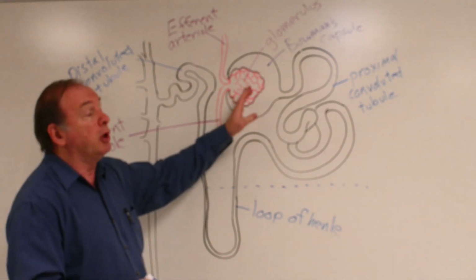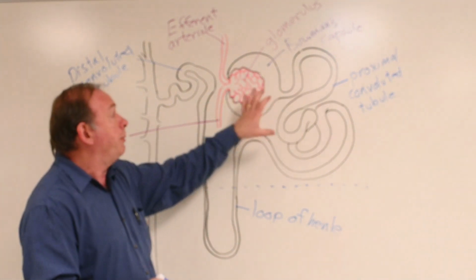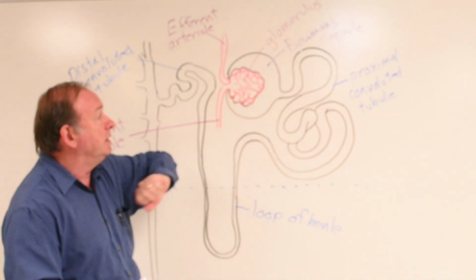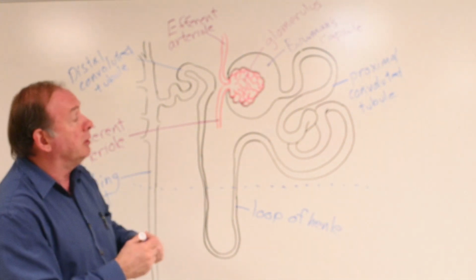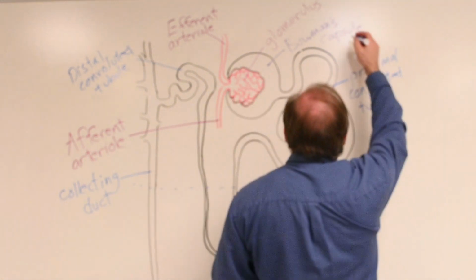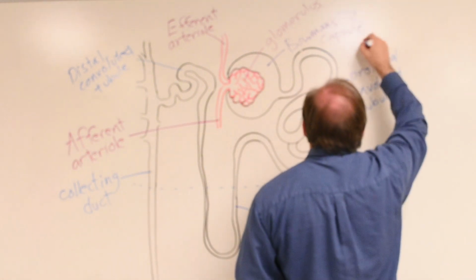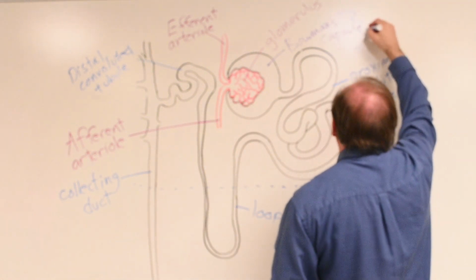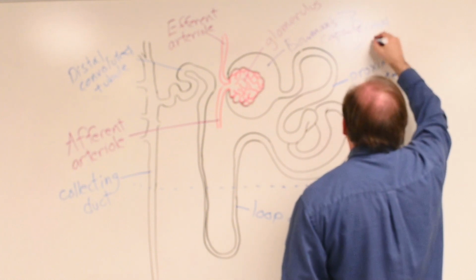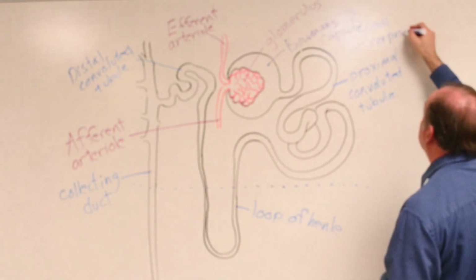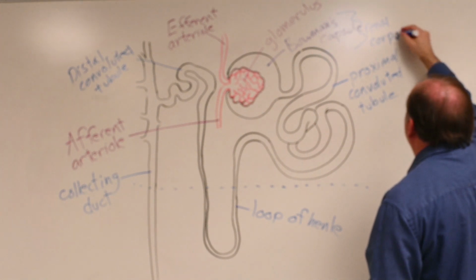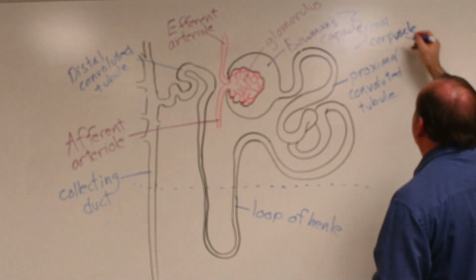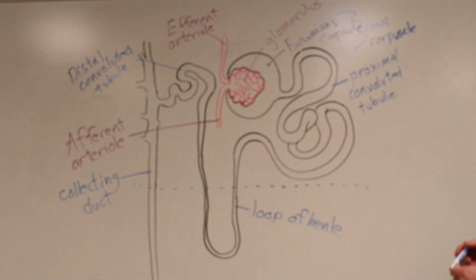Earlier I used the term renal corpuscle. Renal corpuscle refers to this entire mass here, that spherical structure, and it includes both the glomerulus and Bowman's capsule. So all that together makes up a renal corpuscle. Renal corpuscle: glomerulus and Bowman's capsule.